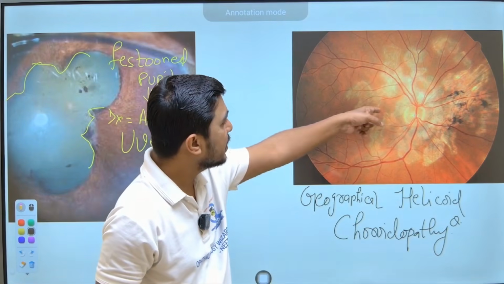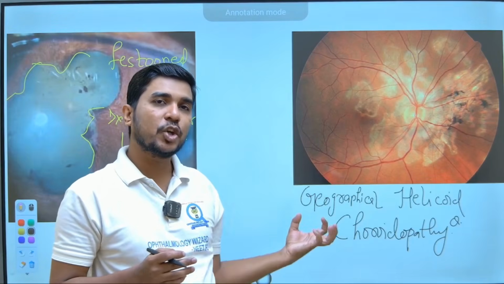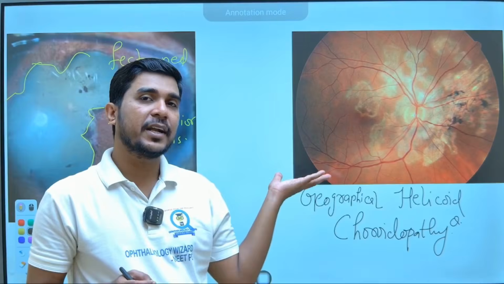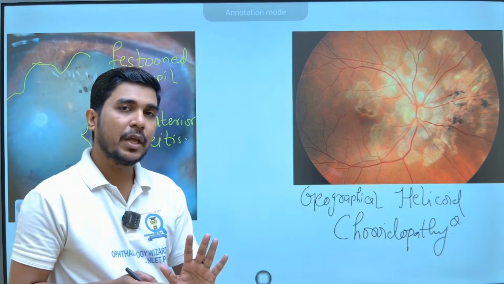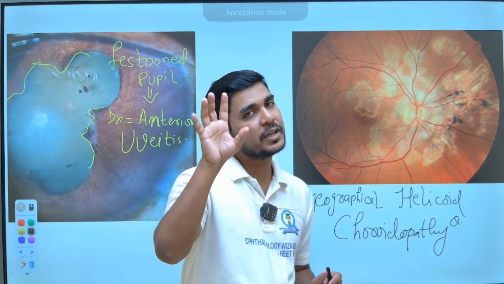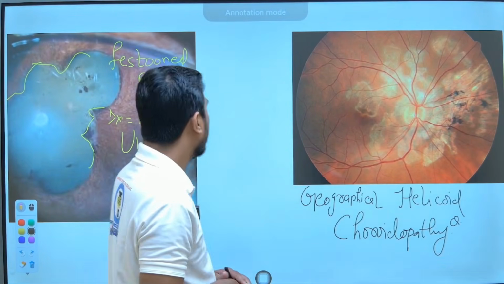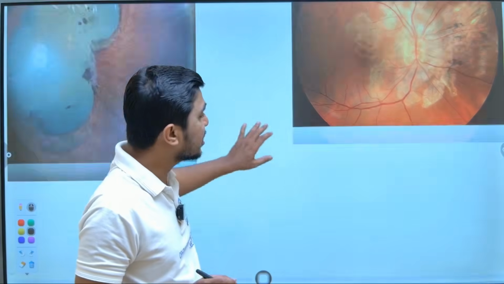Now suppose they give the example of a patient with tuberculosis who has a fundus like this. Then it is serpiginoid choroiditis, and serpiginoid choroiditis has a fundus like geographical helicoid choroidopathy. If there is no history of tuberculosis, it is called serpiginoid-like choroidopathy. Understood? I don't want any of you to be confused about that. Just remember what I have written.